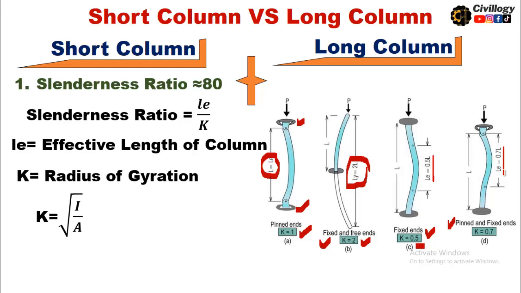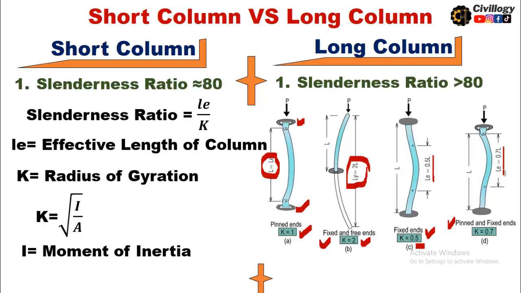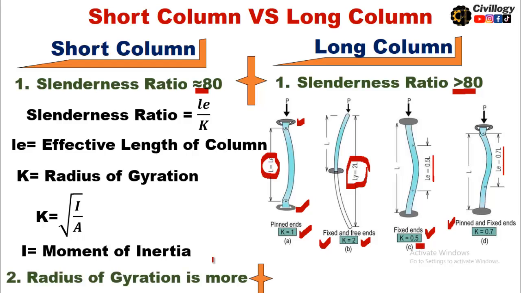Okay, so K is equal to the square root of I divided by A, where I is moment of inertia and A is the cross-sectional area of the column. I have made a detailed video about moment of inertia, the link of which is given in the description. Must watch that video for more clarification. And the slenderness ratio for long column will be greater than 80. For short column it should be equal to or less than 80 and for long column it should be greater than 80.